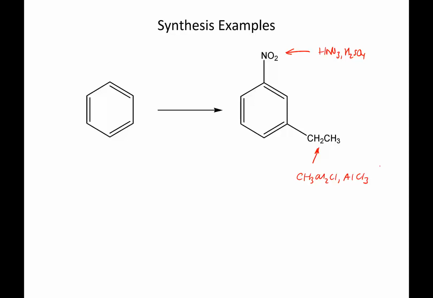And then I need to look at the substitution pattern between those two groups. So in this case, I'm going to add HNO3, H2SO4, and then ethyl chloride and aluminum trichloride. Which set do I add first?